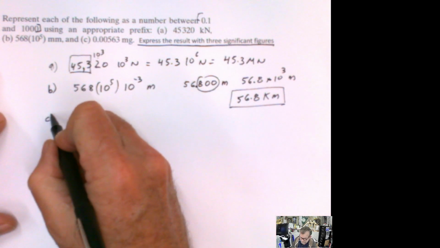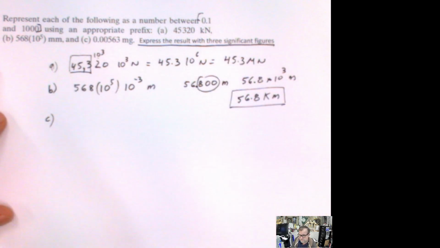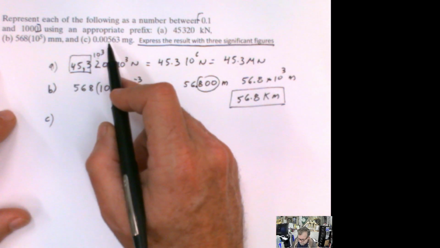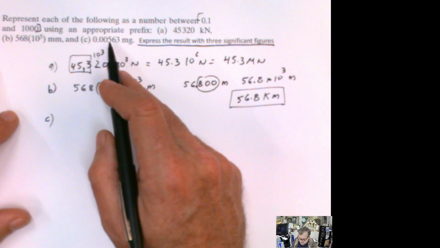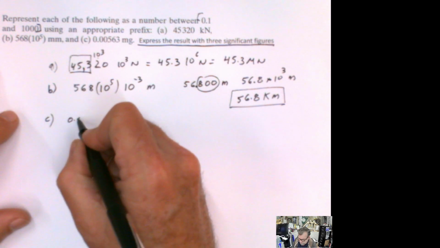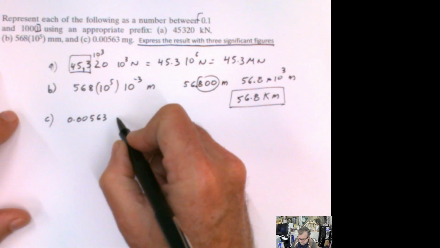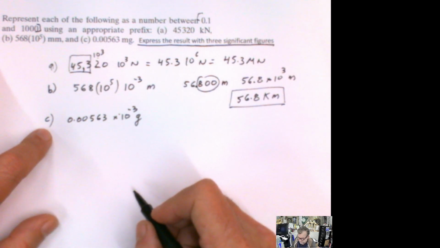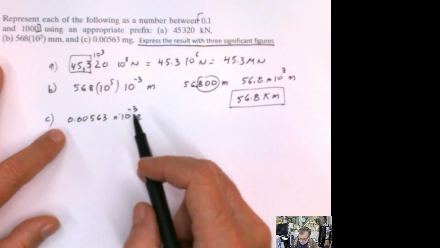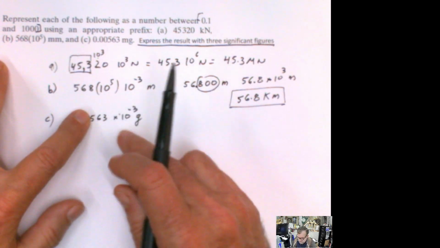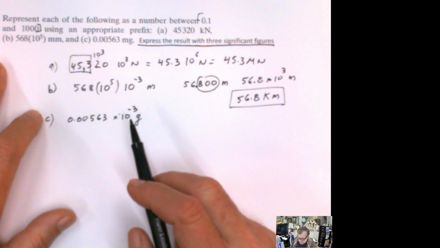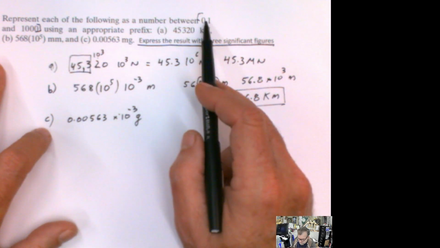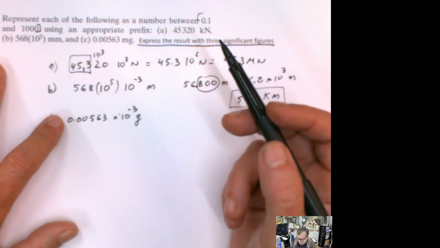And the third one, now we are in the other spectrum of the prefixes. So basically we have, let me try to first express this in a way that I can see it. So this is milligram. So 0.00563 times 10 to the negative 3 grams. And it will be milligram, but the number first has to have three significant figures, which obviously are here. But on top of that, the root number has to be between 0.1 and 1000.